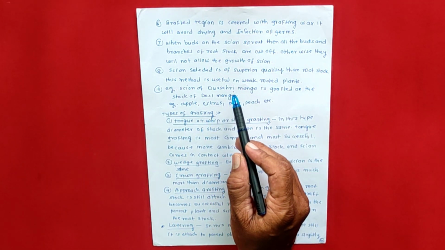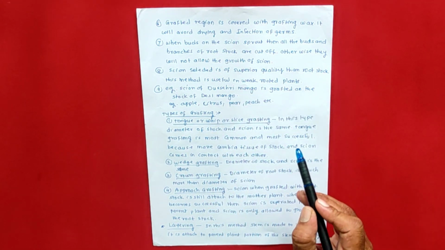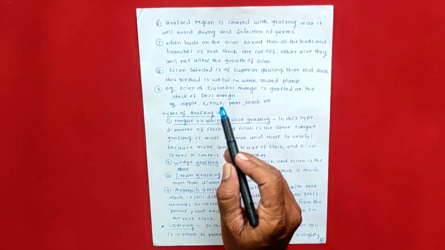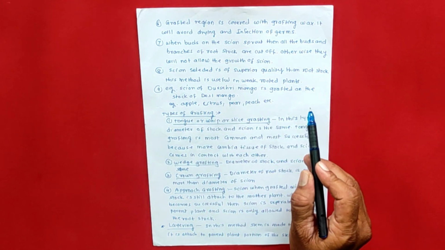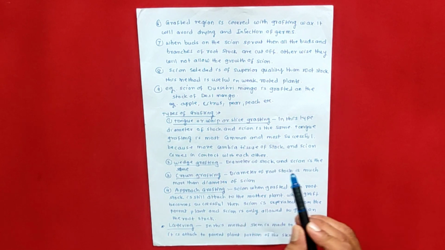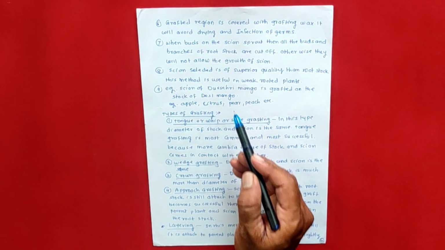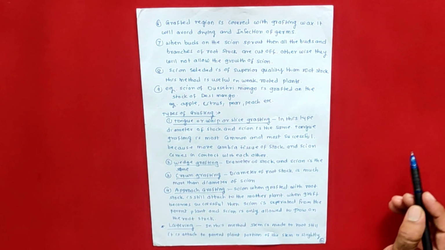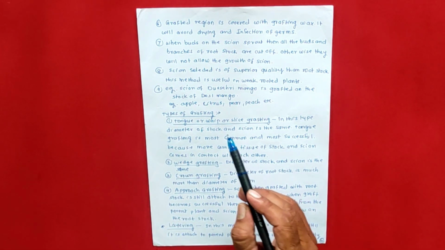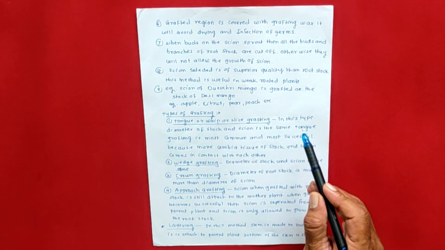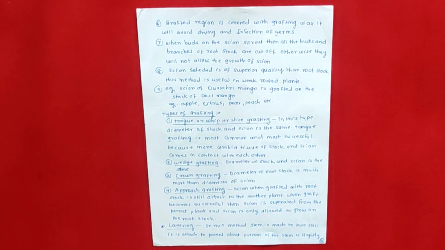The scion selected is of superior quality to the rootstock. This method is useful in weak-rooted plants. Example: a scion of Safeda mango is grafted on the stock of Desi mango. Examples: apple, citrus, pear, peach, etc. So in grafting there are different types.